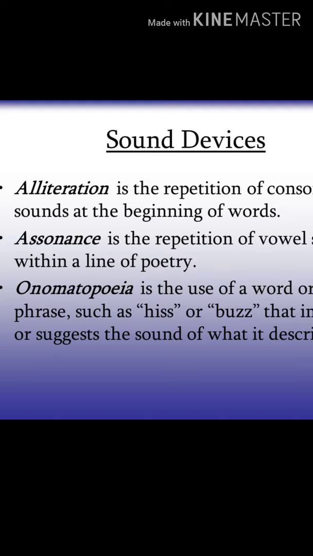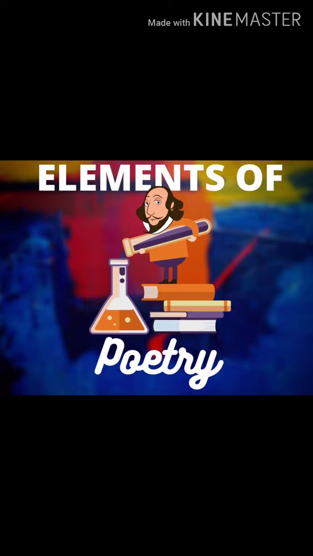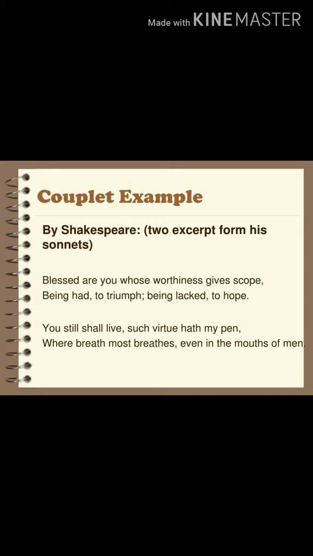Let's first understand the elements of poetry. Elements of poetry are 8, and that depends upon the lines used in a poem. It's very simple and easy to understand. The first element of poetry is the couplet. You can see an example by Shakespeare, an excerpt from his sonnets.